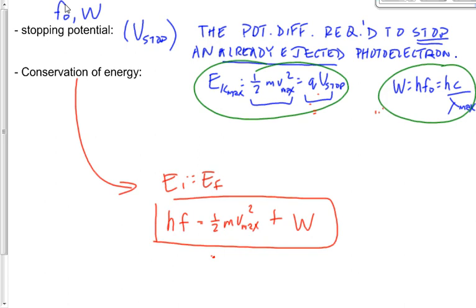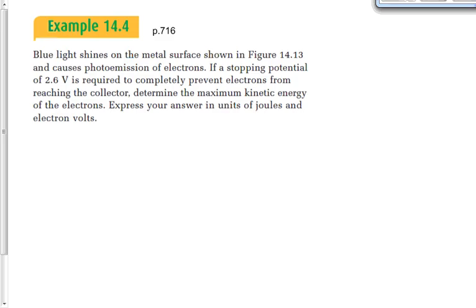But the good news is, if you remember that it's the law of conservation of energy, you can figure that out. The energy of the photon equals the energy of the electron plus the energy that I used up in the process. Let's try a problem.